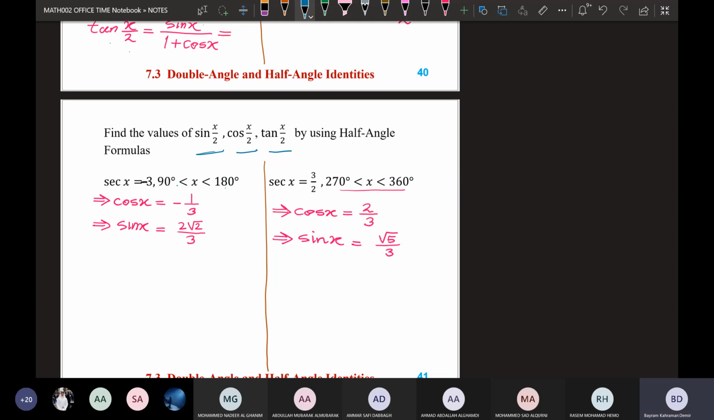X is in the fourth quadrant, so sine should be negative. Sine x should be negative, not positive, Shabab, right? Cosine is positive, but sine x should be negative in the fourth quadrant. Now you know sine, cosine, so you can calculate sine of x over 2 because you know the cosine x, right?